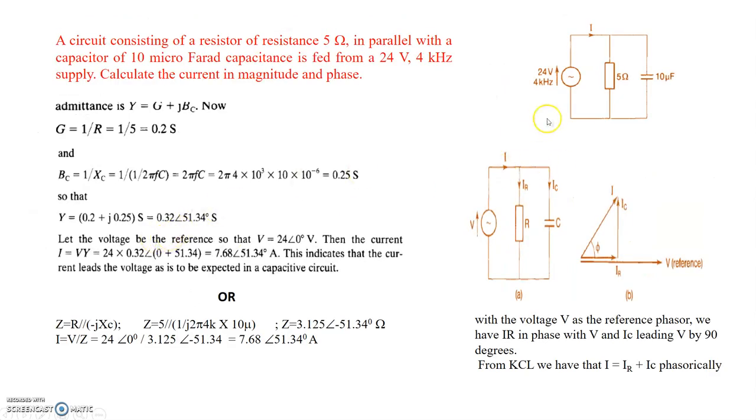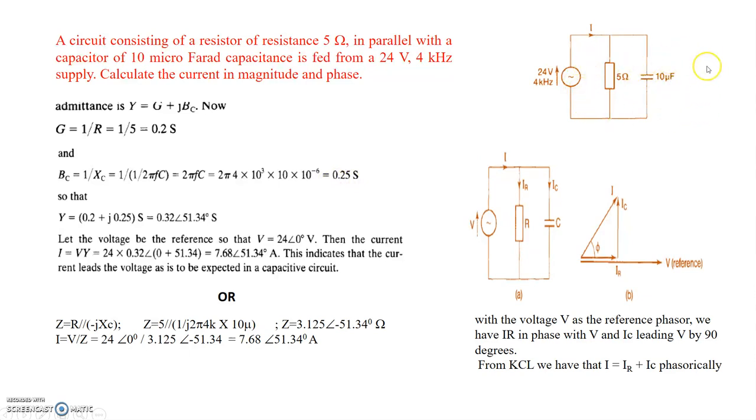Now, when we look into the RC circuit, the problem is very similar, but instead of the inductance, capacitance is given. As discussed previously, this also can be solved by means of the impedance or by means of the admittance. When it is to be solved by means of admittance, the admittance of this element is 1 by 5, and the admittance of this element is j 2 pi fC. Then the net admittance is equal to G plus jBC, which is 1 by 5 for this, and for this it is j 2 pi fC, which is j25 ohms.